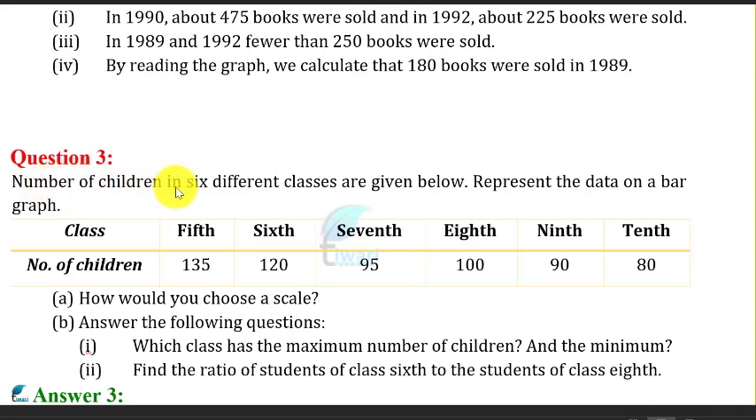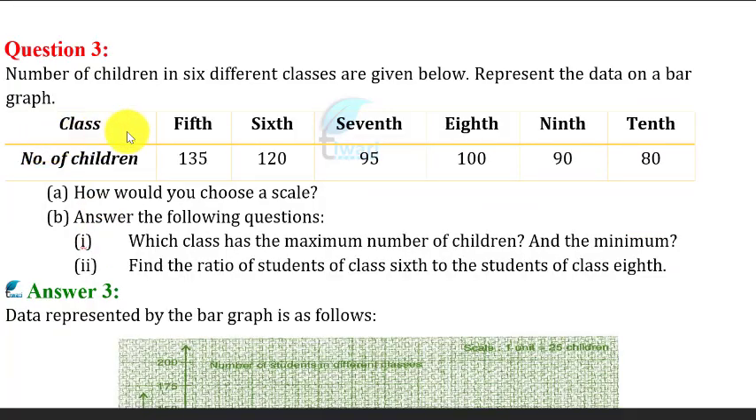The number of children in 6 different classes are given below. Represent the data on a bar graph. Here they have given a table. In that table, the first row shows classes and the second row is the number of students. The 5th standard has 135 students, 6th is 120, 7th 95, 8th 100, 9th 90 and 10th 80. There are a few questions.